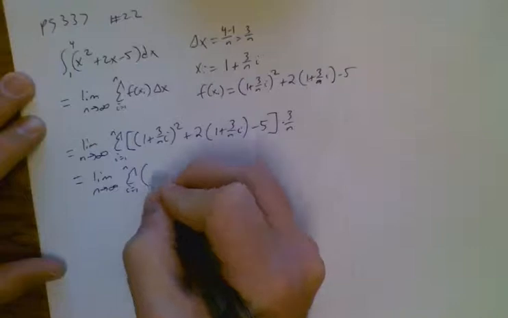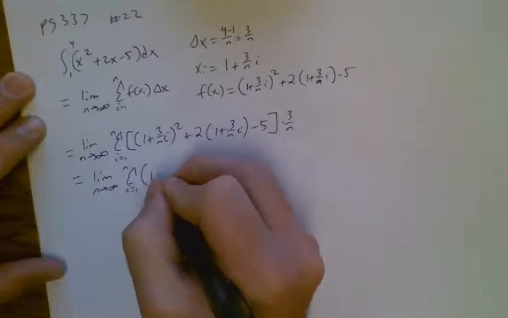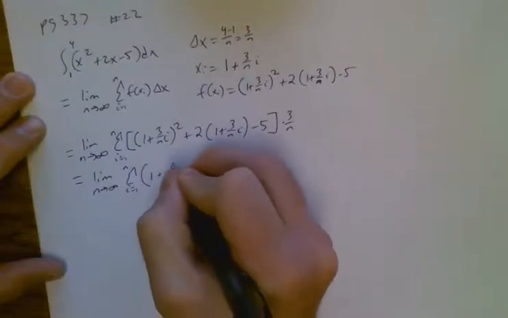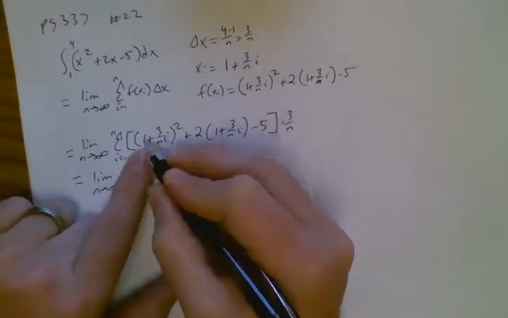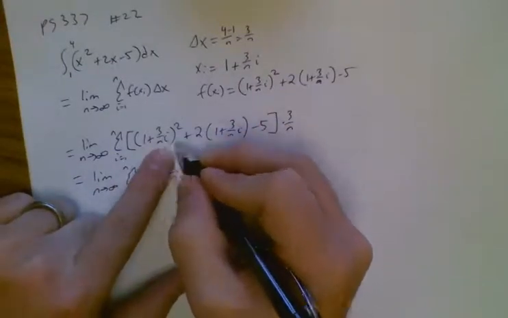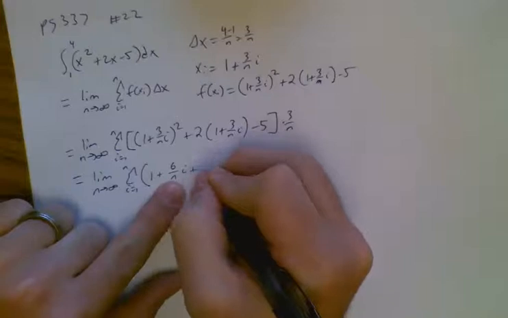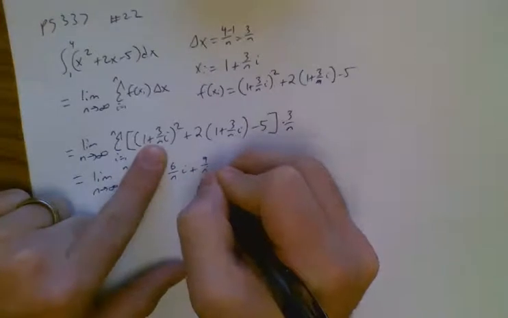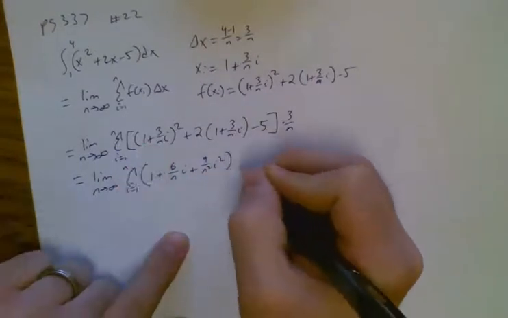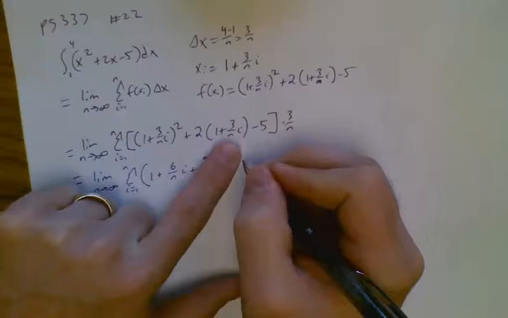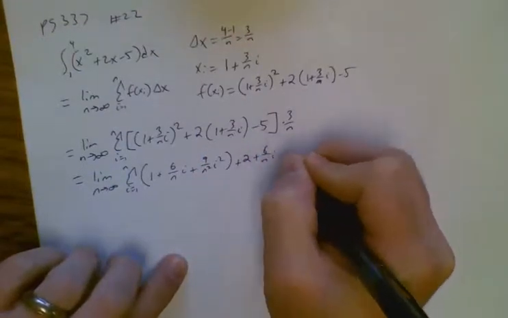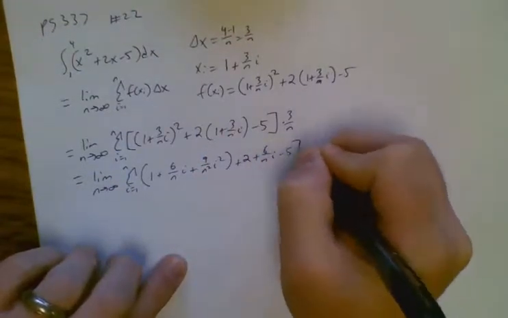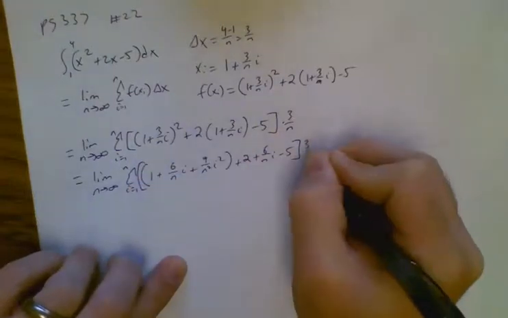So this is going to be, let's see, 1 plus 6 over n i, right? So it's 2 of these: 1 times 3 over n i, but it's 2 of them, so 6 over n i. Plus, now I've got to square this thing, 9 over n squared i squared. And that takes care of this one part. Still have this now: plus 2 plus 6 over n i, minus 5, and that whole thing is still being multiplied by 3 over n.